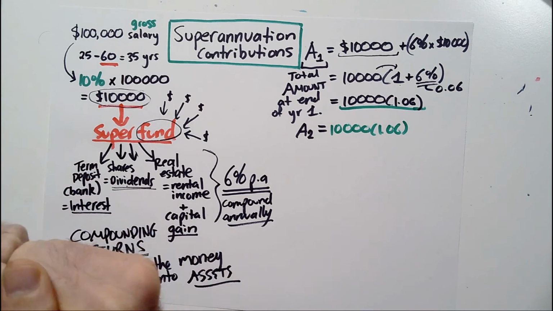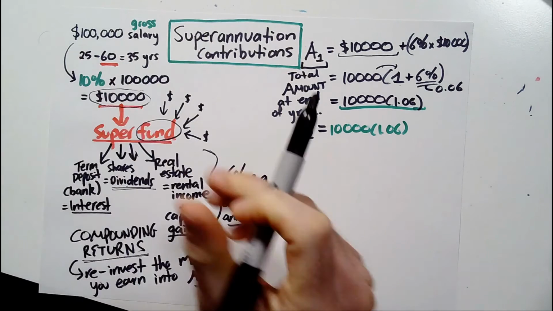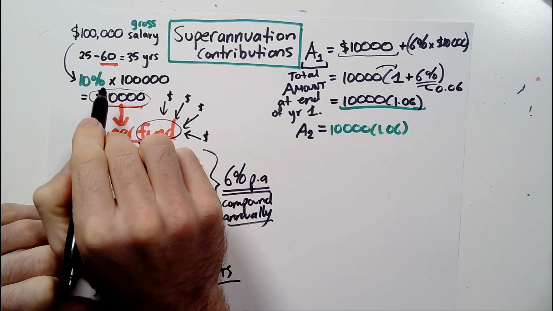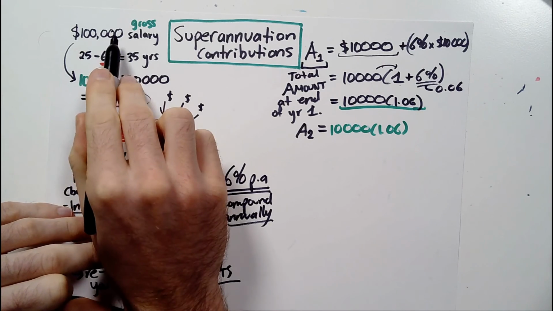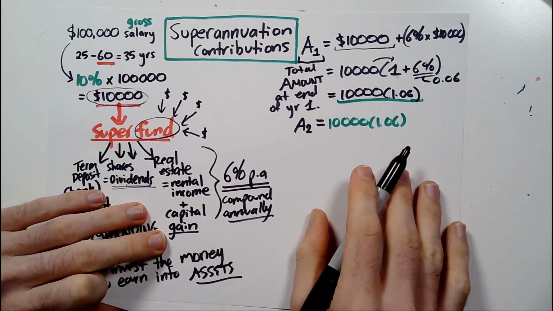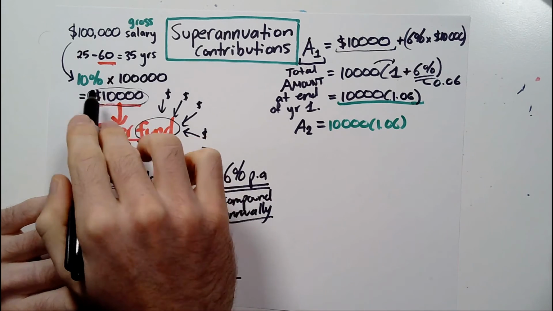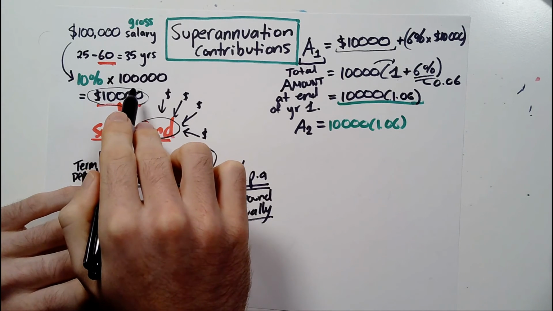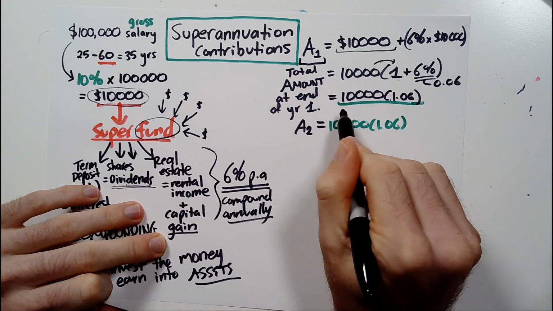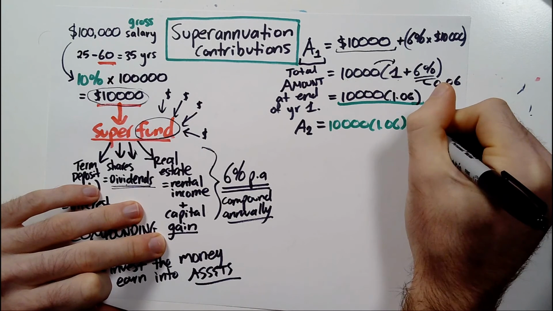Plus, what's happened? Well, after another year of working for your employer, they have to pay you another 10%. They have to do this every year on top of your salary. Remember, your salary still is $100,000. We're assuming it's the same salary every year. And because of that, they have to keep paying you $10,000.